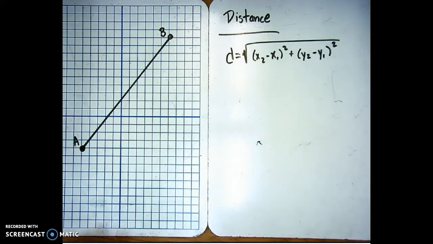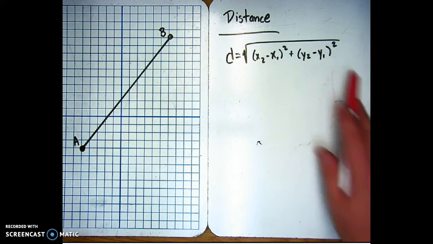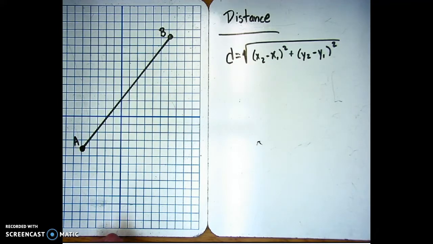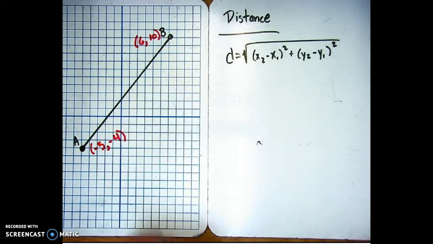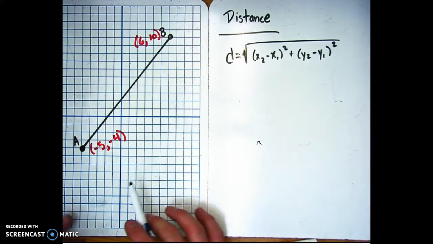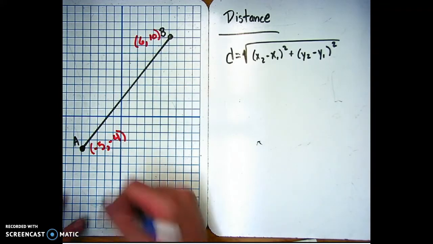Now we're going to take a look at two different ways to find distance, one of which is using the distance formula. Using the distance formula is as simple as substitution. So the first thing we need to do, again, is find our coordinates. A is -5, -4, and B is 6, 10. It doesn't matter which one we decide is x1 and y1 and x2, y2. Same as it did for the midpoint.